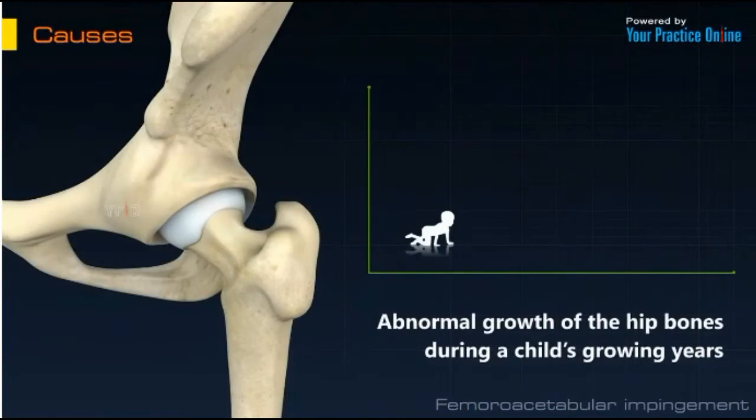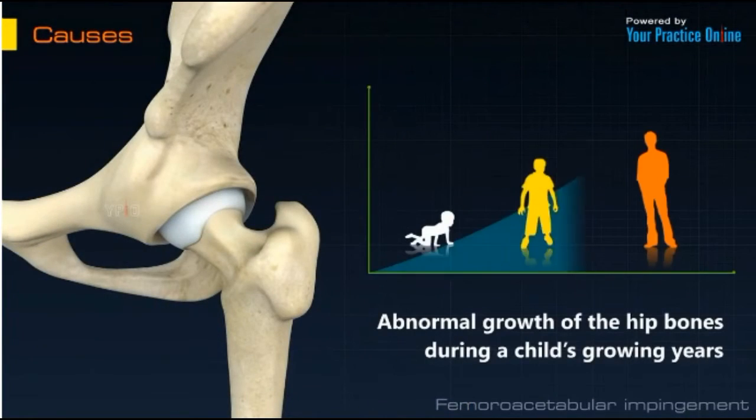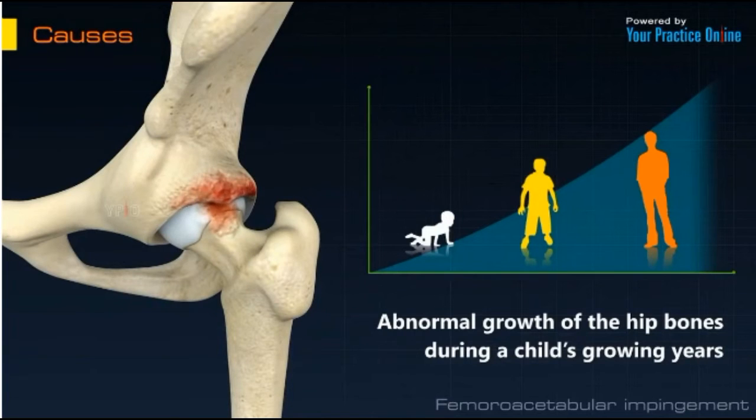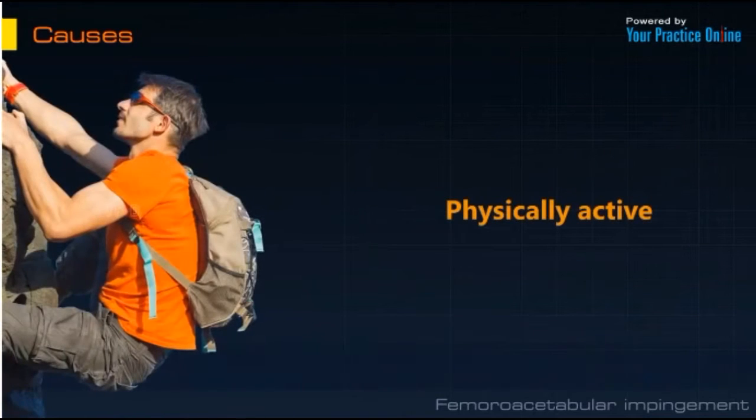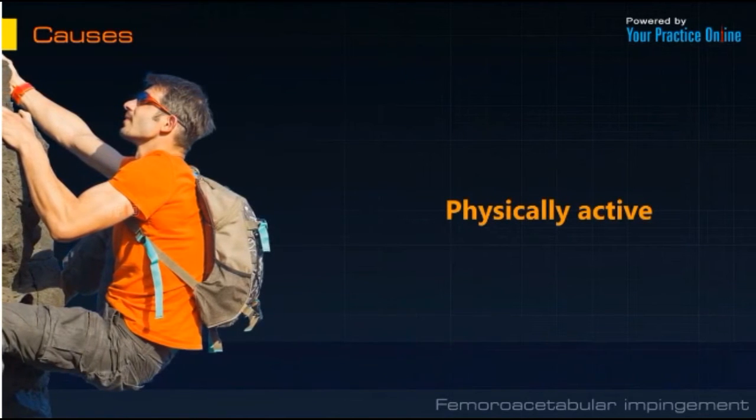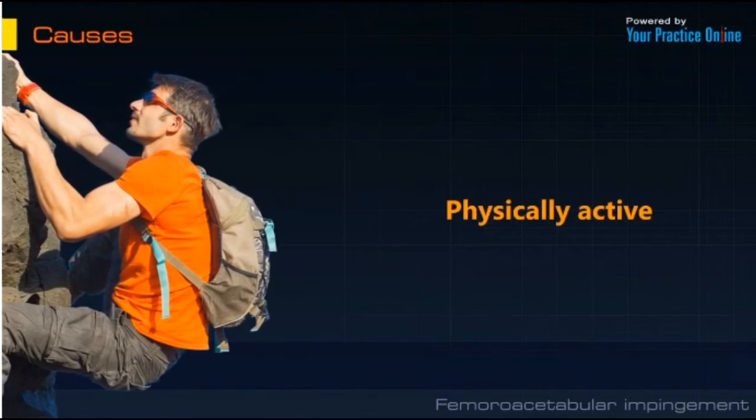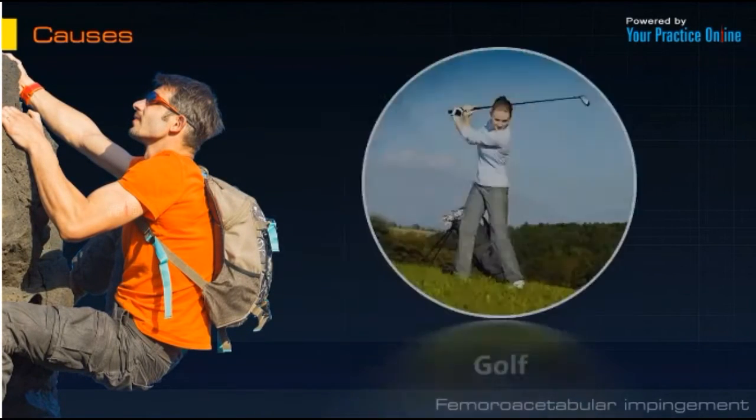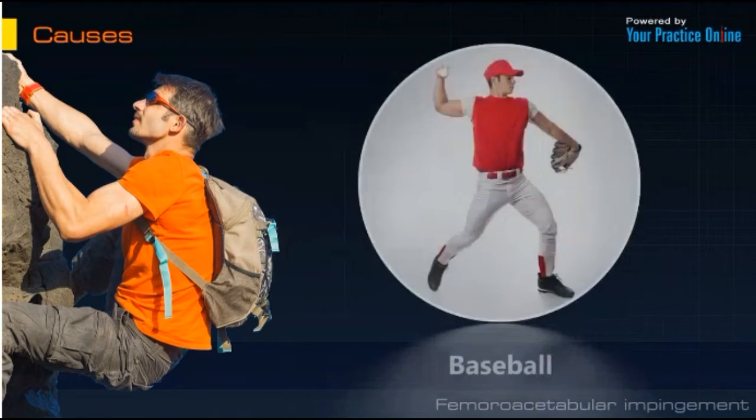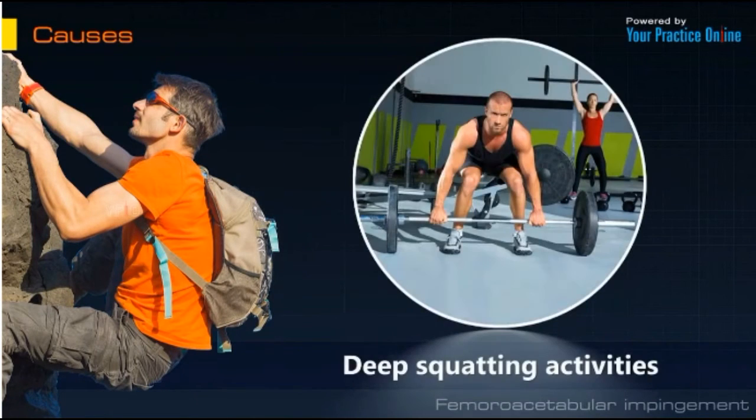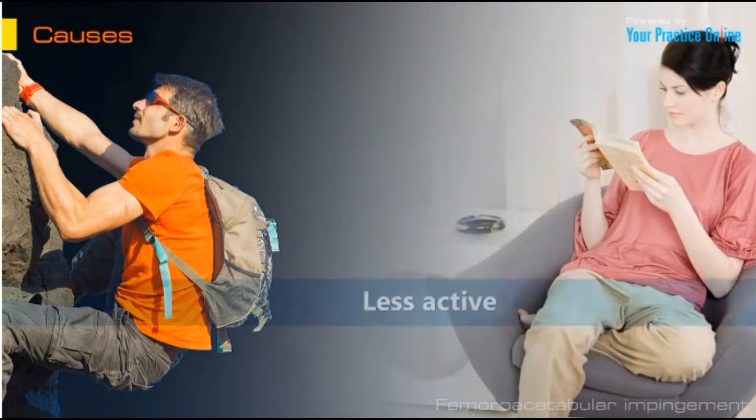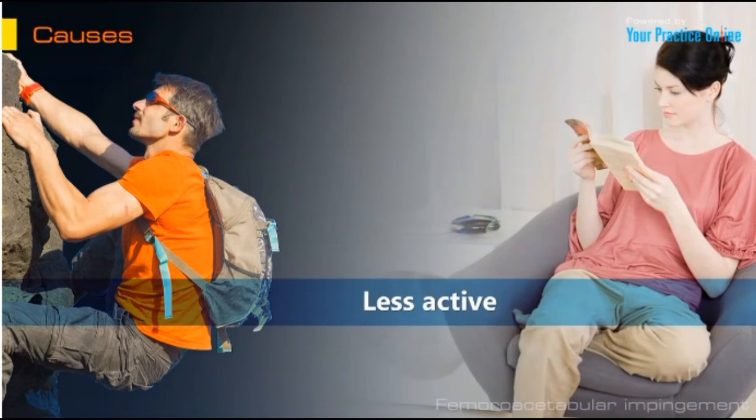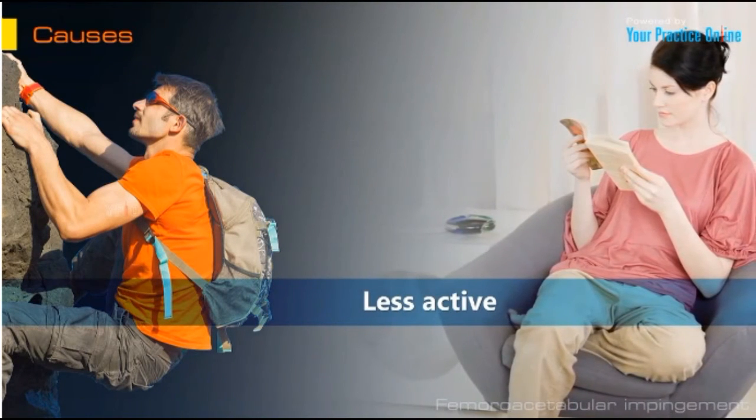Causes. Femoroacetabular impingement occurs due to abnormal growth of the hip bones during a child's growing years. People with the condition who are physically active and involved in certain sports such as cycling, ballet, martial arts, golf, soccer, baseball, and deep squatting activities may experience symptoms earlier than those who are less active.